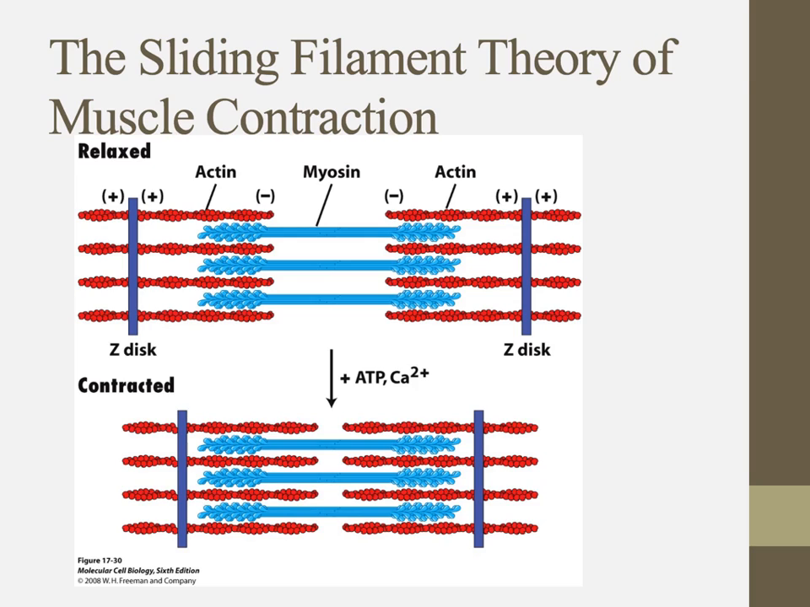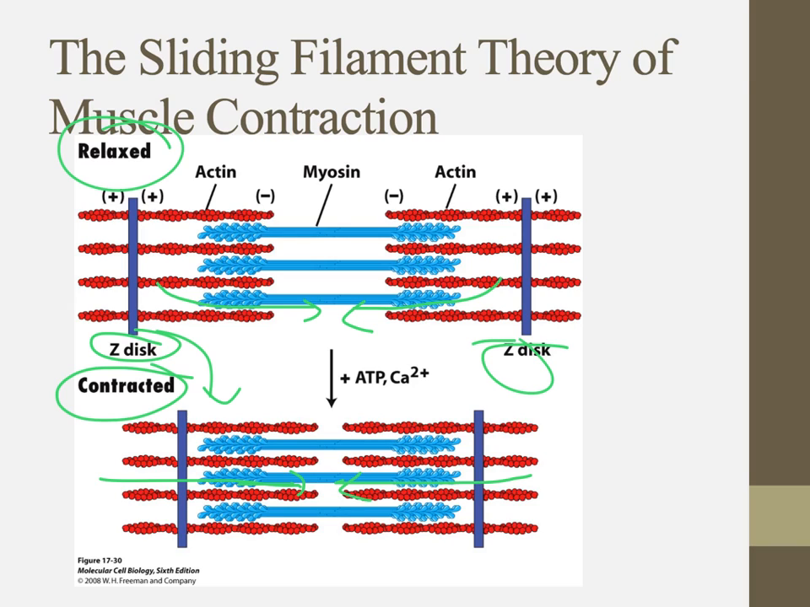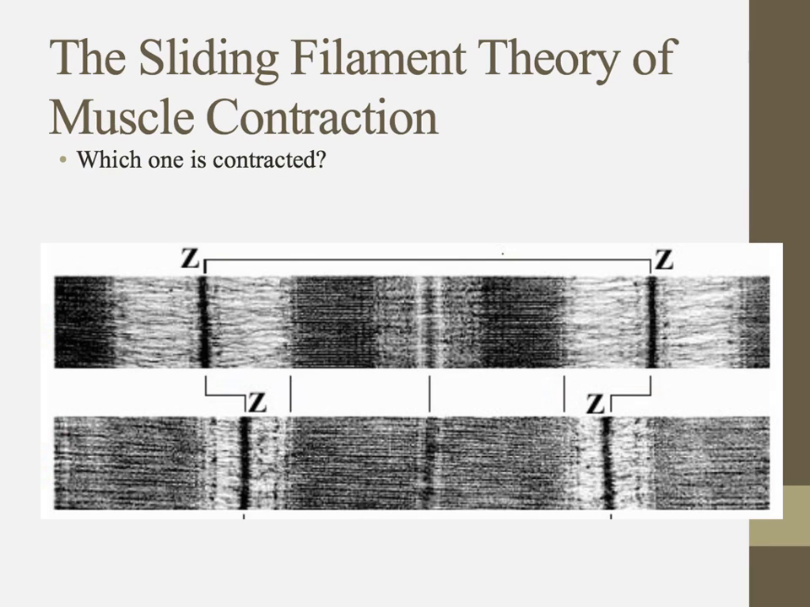Okay, so here's what I was just talking about. Here's what a relaxed muscle looks like. When a muscle is contracted, what's happened is that this actin has been pulled by the myosin closer towards the center. So it literally slides on over this way. And notice how these Z lines have gotten closer. There's less of a distance between them. So at this point you should be able to do this one on your own. You should be able to identify which one is contracted and which one is relaxed and why.